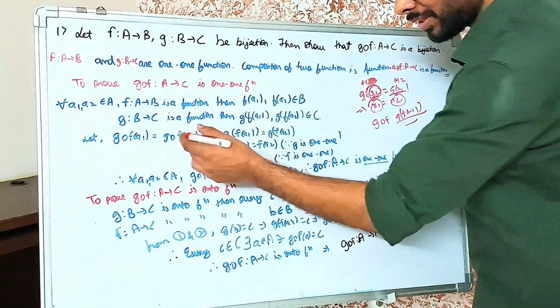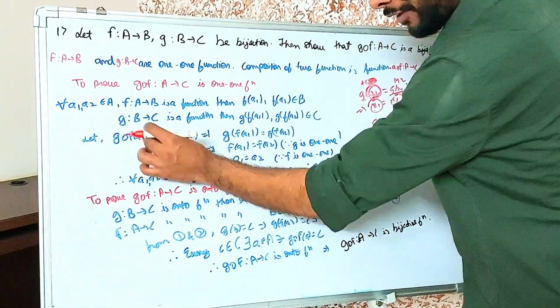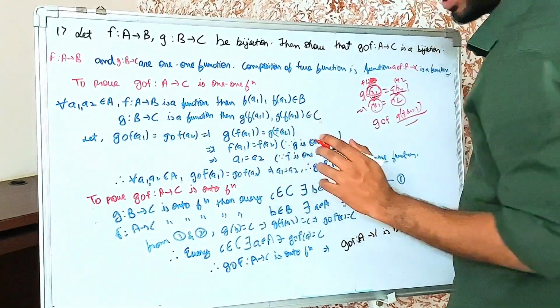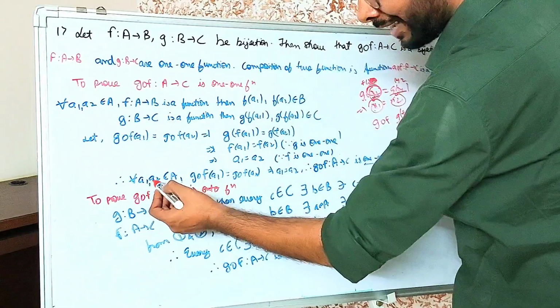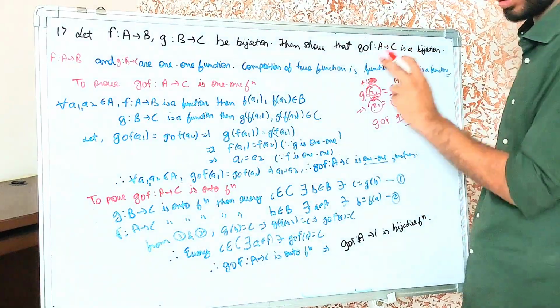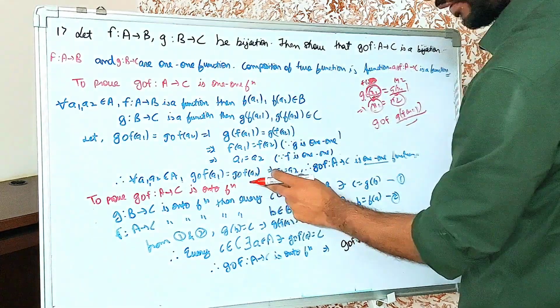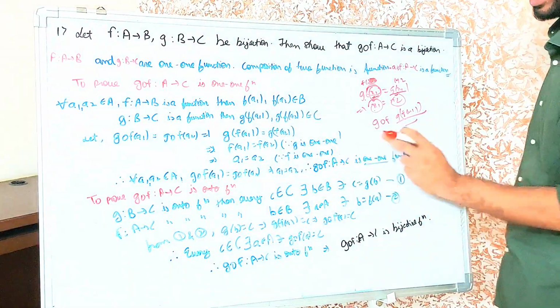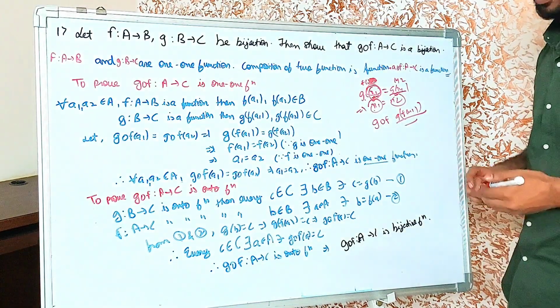So a1 equal to a2. What we can say is, for all a1, a2 belonging to A, we're getting g of f of a1 equal to g of f of a2 means a1 equal to a2, therefore g of f from A to C is a one-one function.